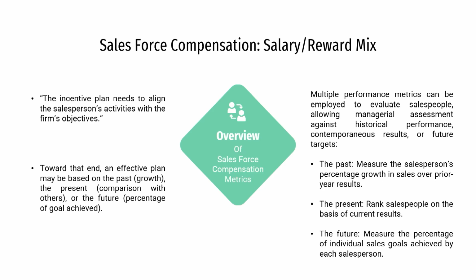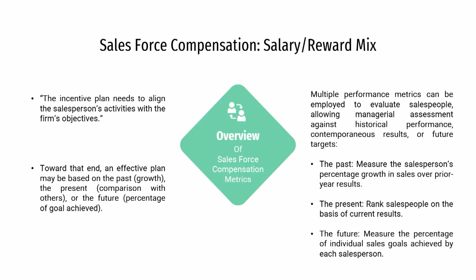When we talk about the past, it measures the salesperson's percentage growth in sales over the prior year's results. Let us say in the last year I achieved sales of 10 lakh rupees. Now, in this year I achieve sales of 12 lakh rupees. In that case my percentage growth is 20%. Now, in the next year, if we are just looking at the trend of the past, then 20% of 12 lakhs is another 2.4 lakhs. So, in the next year my target will be 14 lakh and 40,000.